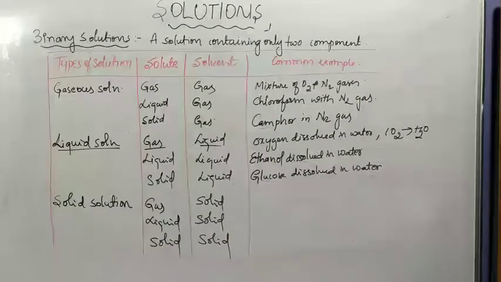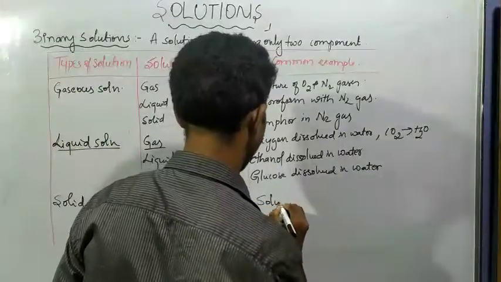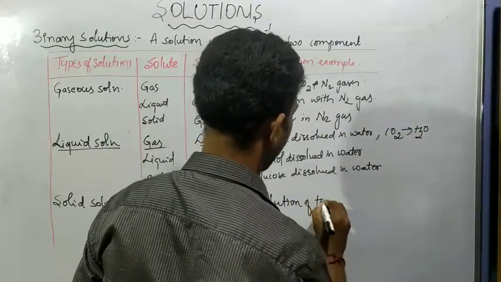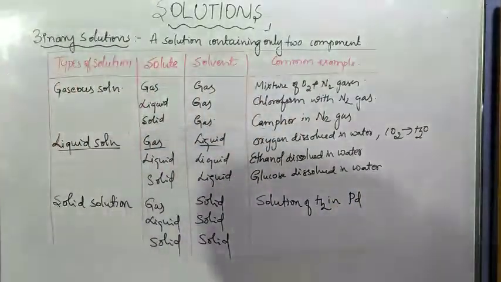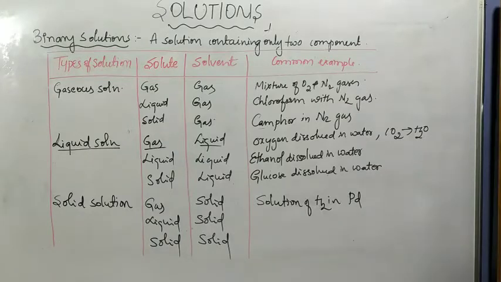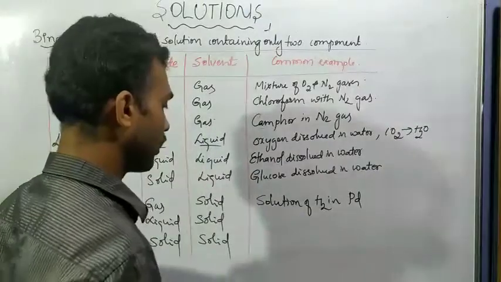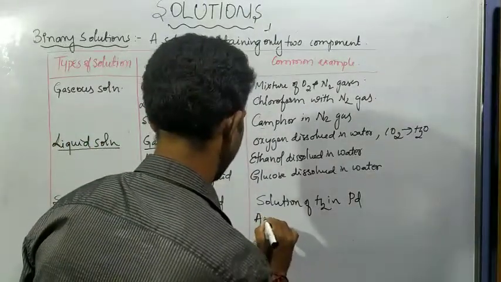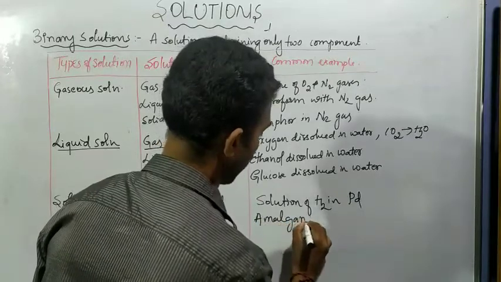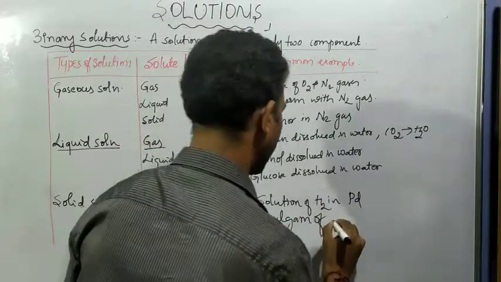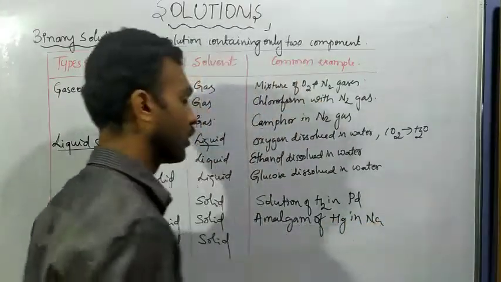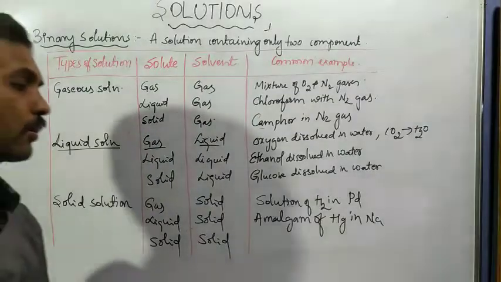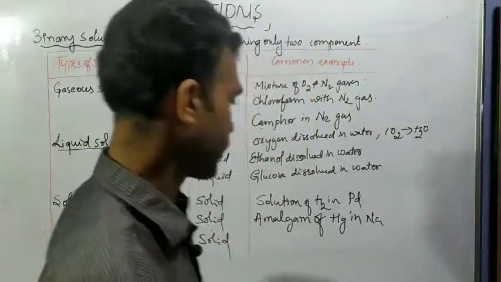You can write solution of H2 in palladium, Pd. So palladium is an example for solid solution. And liquid in solid solution. What is the example for the liquid in solid solution? It is nothing but amalgam of mercury in sodium. So amalgam of mercury and sodium is the best example here.